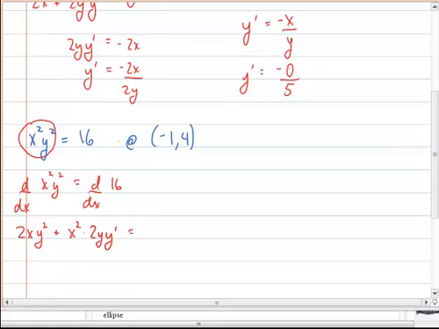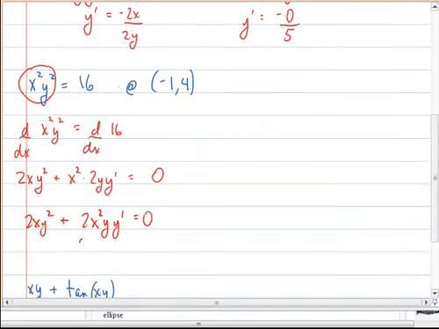Whenever you have a function other than what you're taking the derivative with respect to, as in this case, taking the derivative of y with respect to x, we've got to put in that y prime term. So now we've just got to clean up and solve for y prime. I'm just going to collect my terms and put them in a nice order. I have 2x y squared plus 2x squared y y prime equals 0.